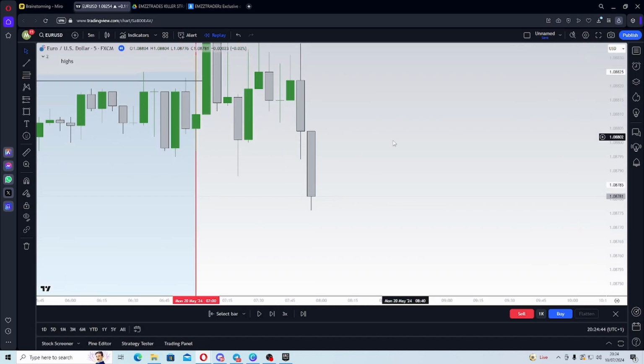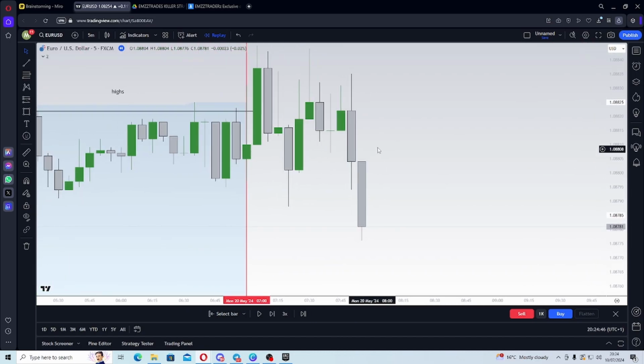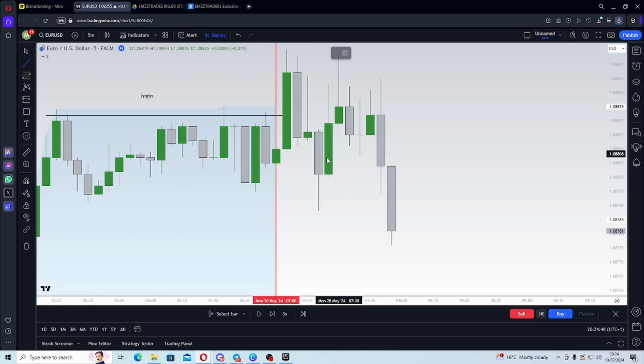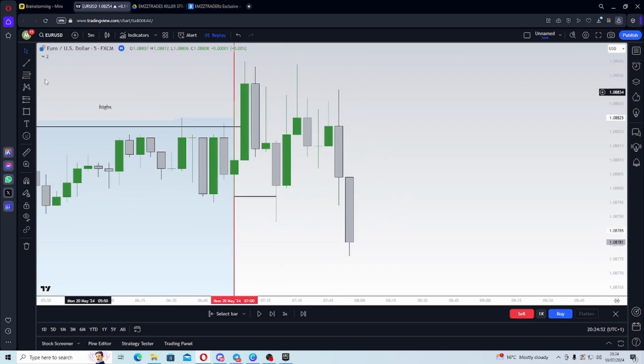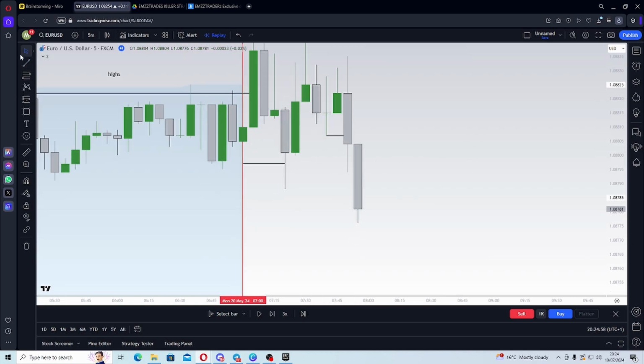We can see we have multiple market structure shifts, okay? We have one here, but it isn't valid because we didn't get a displacement and we did not get a fair value gap. So we have another one here, but now we actually do have a displacement and a fair value gap, okay? We have literally two back to back right here, okay?